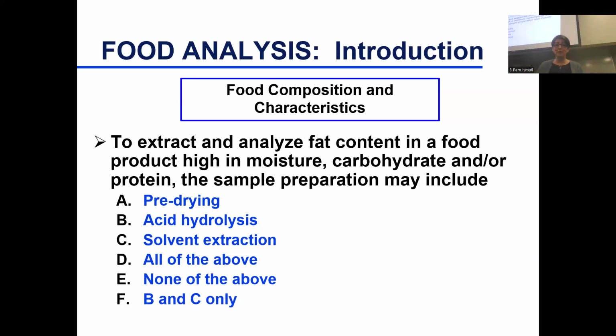You are determining fat content in a food product that is high in moisture, carbohydrate, and or protein. They are not necessarily high in all three of them. But you're looking at analyzing fat content. So the sample preparation may include, what do you think? Get your best guess out, and then I will tell you.